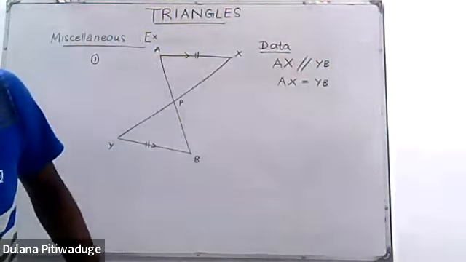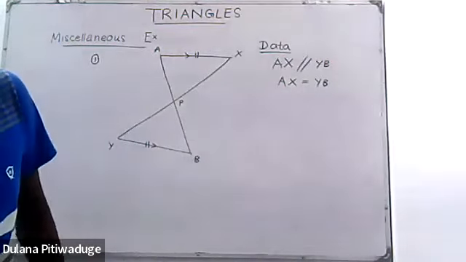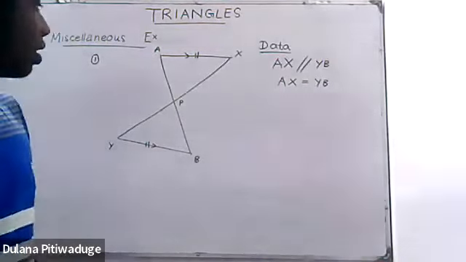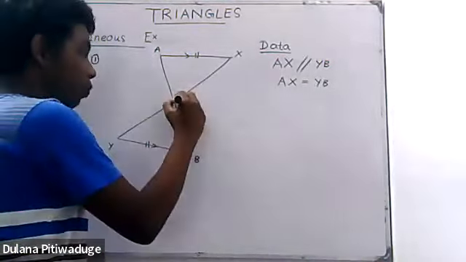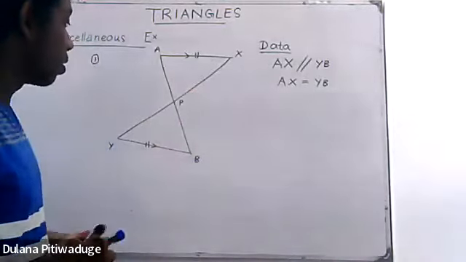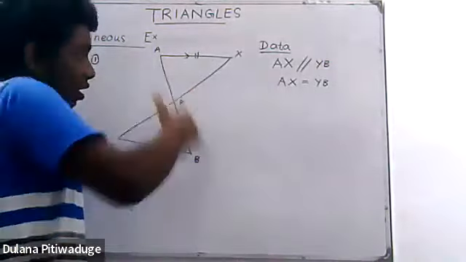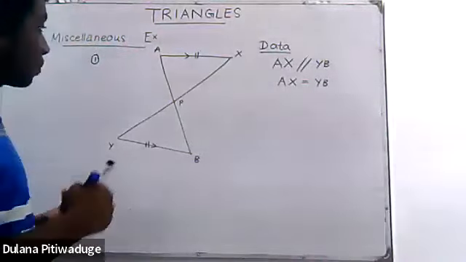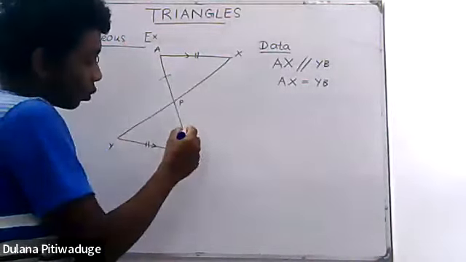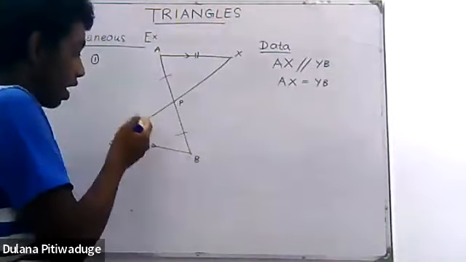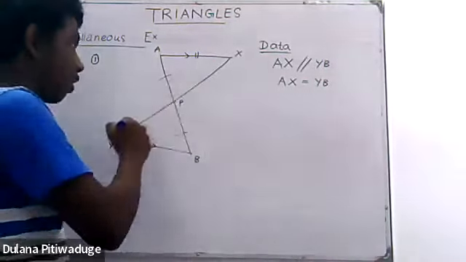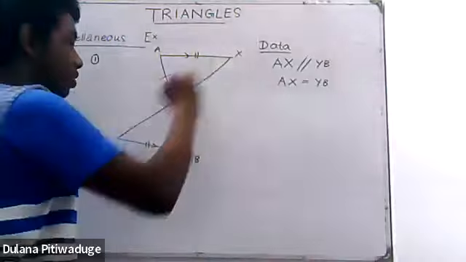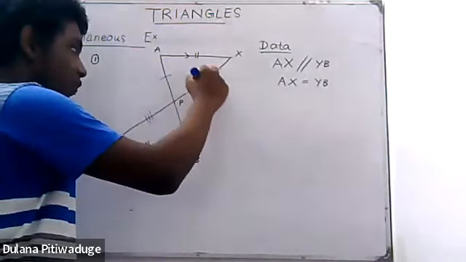They have asked us to show that the straight lines AB and YX bisect each other at P. Now, what do you mean by bisect? If these two lines bisect each other, that means we should show that AP is equal to PB and that PY is equal to PX. That is what we must show.